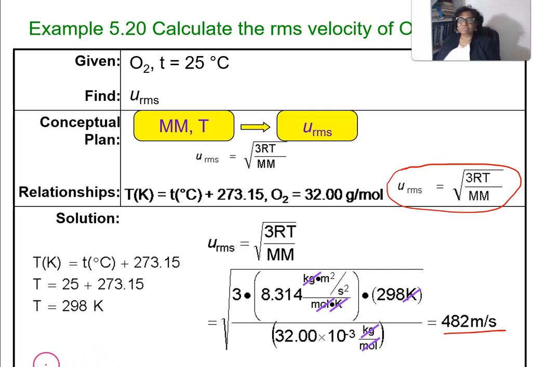So we are going to continue from here. From here we are going to look at mean free path.